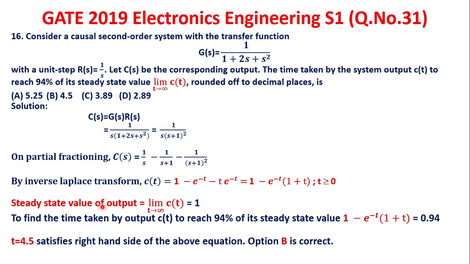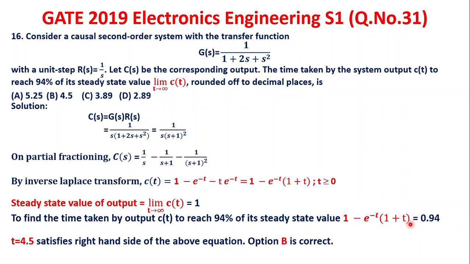Now the steady state value of the output, we know, is 1. Why? Because as t tends to infinity, this term is 0. This one is infinity, but the other is 0, so infinity multiplied by 0 gives 0, and the value is 1. So it works out correctly. Now the question is the time taken to reach 94% of the steady state value. Therefore, we have to equate the C(t) expression to 0.94, because the steady state value is 1. Therefore, 94% of the steady state value is 0.94.